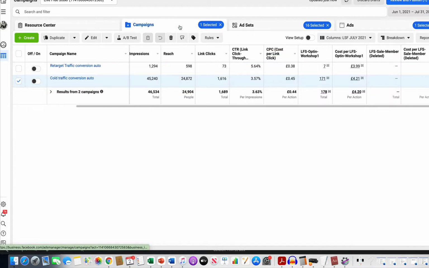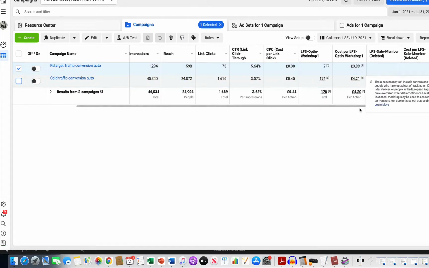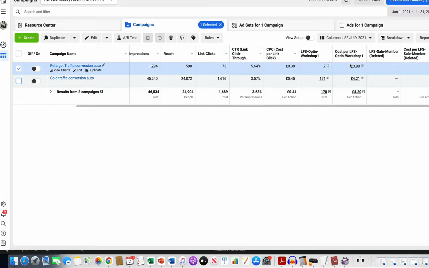Now, if we go back to our campaign level, which is you've got campaign, the ad set level, and the ads. If we click on the retargeting one, we'll see, no surprise, our cost per opt-in, somebody landing on the page, is lower than our cold traffic. And that is because we're targeting a warm audience, somebody who's already seen our ads, somebody who recognises our business or had interactions with our business in various ways.